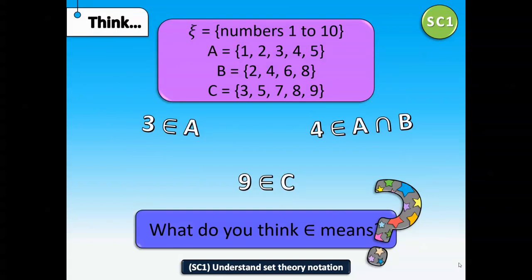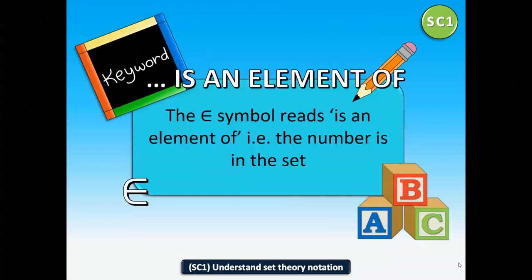So what do you think this ∈ symbol means? So this ∈ symbol means is an element of. So the symbol reads is an element of, so that means the numbers are in that set.